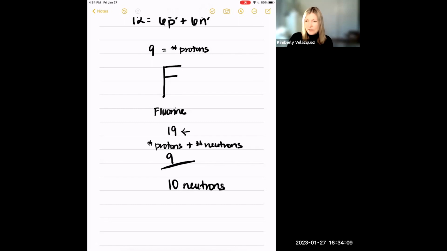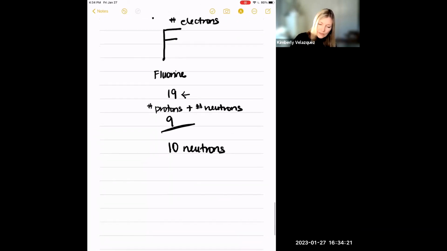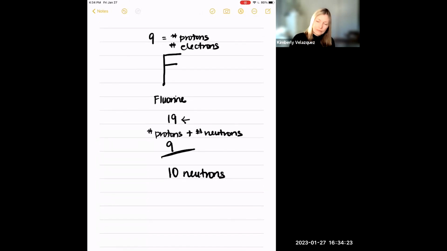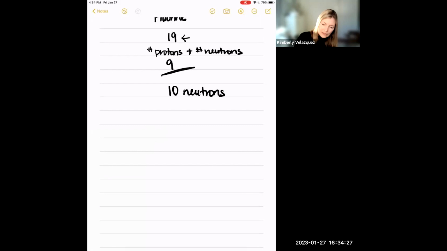Protons and electrons do have to be equal. So in other words, fluorine has 9 protons. It also has 9 electrons. If we looked at the nucleus of fluorine, let's draw it. So here's our nucleus of fluorine.